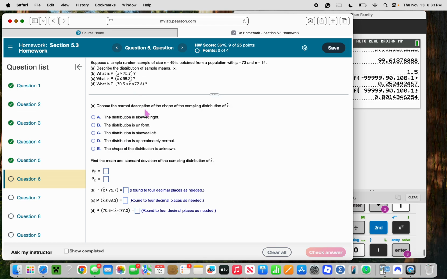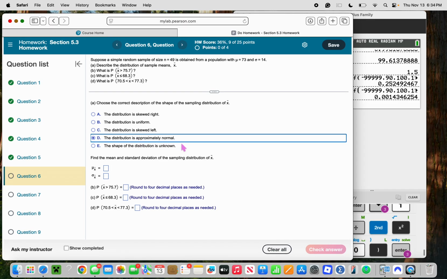So it says choose the correct description of the shape of the sampling distribution. So the central limit theorem says, and if you look at your notes, it says that the distribution becomes more symmetric as the sample size increases. Our criteria was a sample size of 30. We have a sample of 49, so it's going to be roughly symmetric or approximately normal.